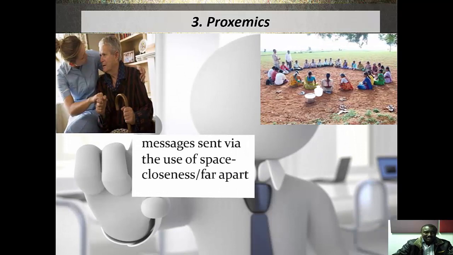Then the use of space is very, very important. That's the third one, proxemics. It has to do with messages sent via the use of space. Your closeness with somebody or being apart from somebody sends a lot of message. If you are telling someone that you care for him and he's going through challenges and you stay apart, but if you go closer and hold the person, you embrace the person, it really speaks a lot, even more than the words that you have spoken to such a person.